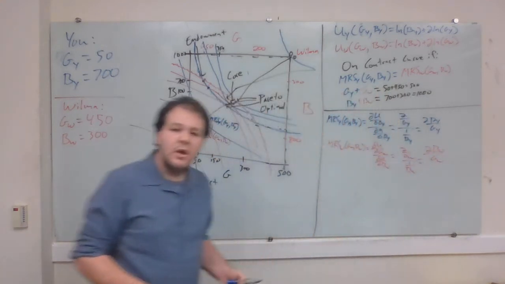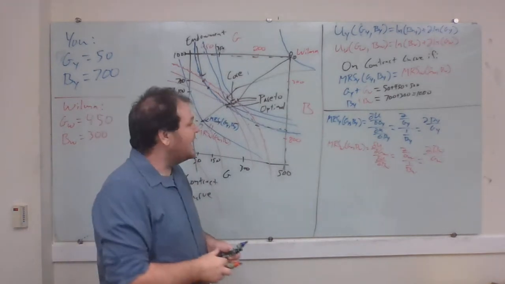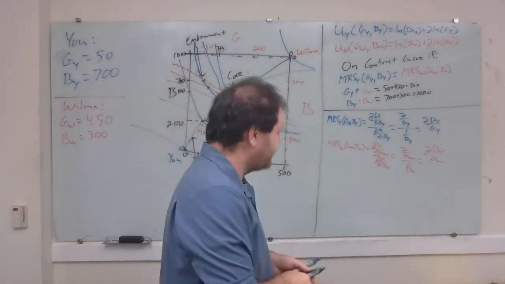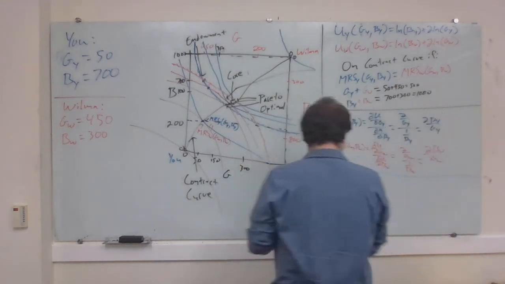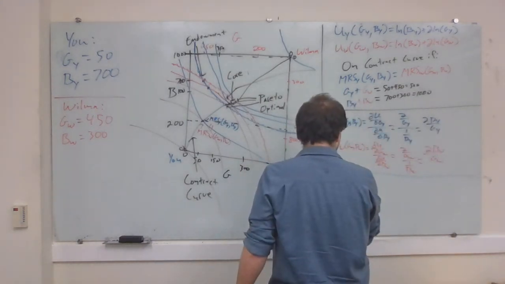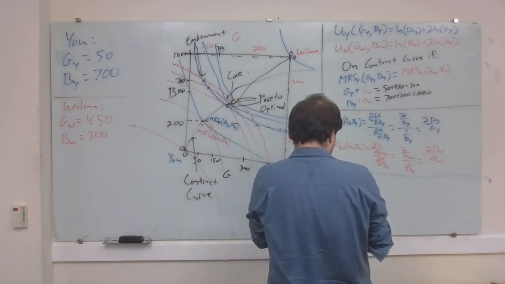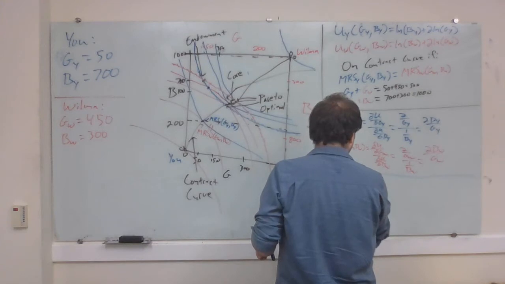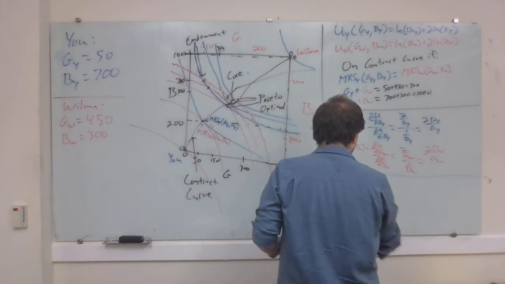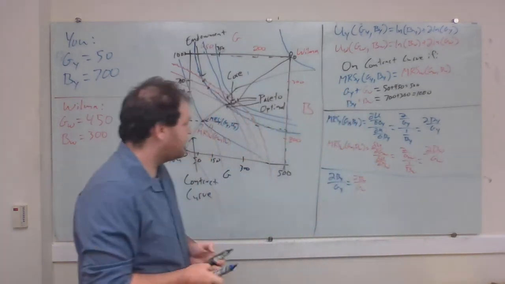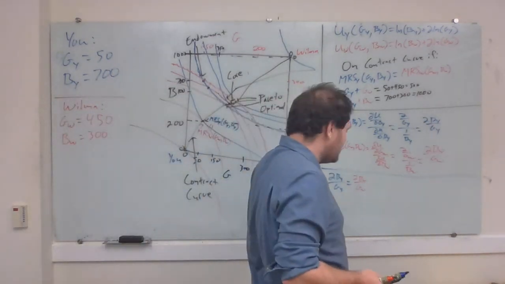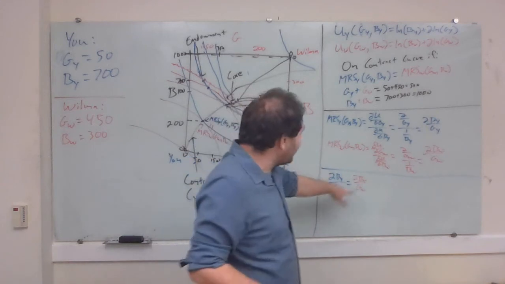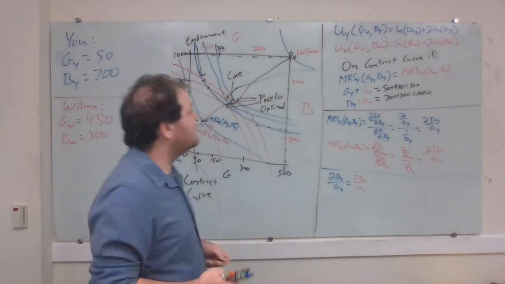Good? So the first thing we're going to want to do here is set these two things equal to each other, right? So we'll say 2BY over GY has to equal 2BW over GW, right, in order to be at our contract curve. And this is great, but by itself this isn't all that helpful for us, right, because we have four variables here. So what are we going to want to do?